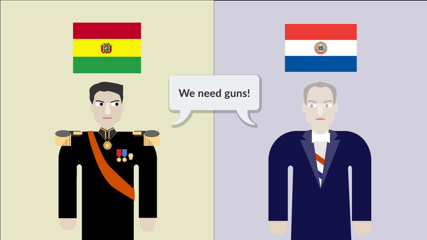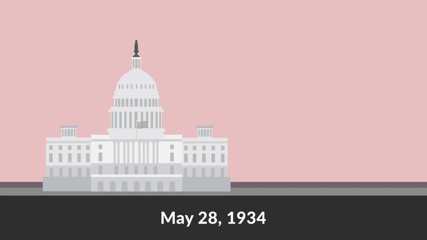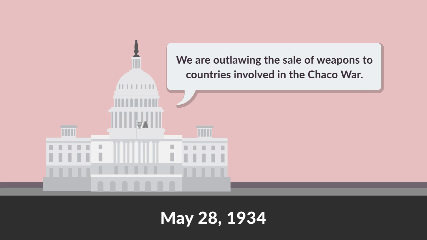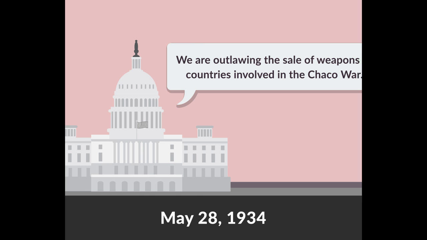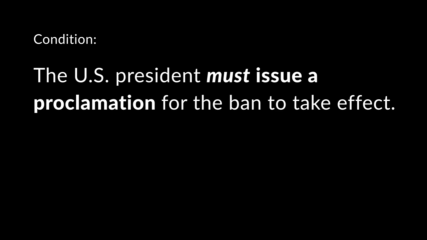their own weapons manufacturers. On May 28, 1934, to encourage a ceasefire, the United States Congress passed a joint resolution outlawing the sale of weapons to countries involved in the Chaco War. But this resolution specified the ban would only go into effect if the U.S. President issued a proclamation stating that halting the sale of weapons would promote peace in the region.